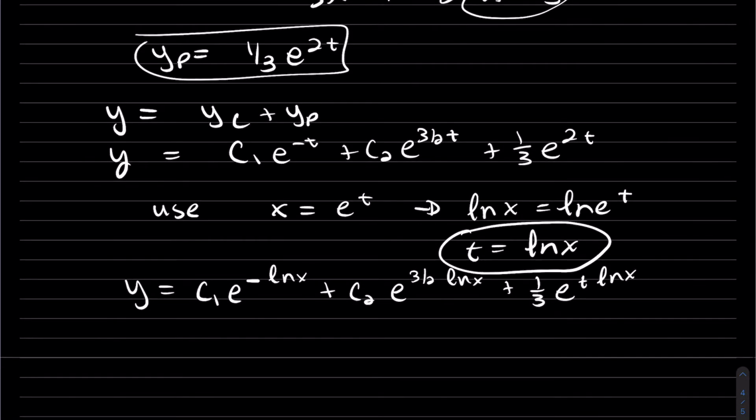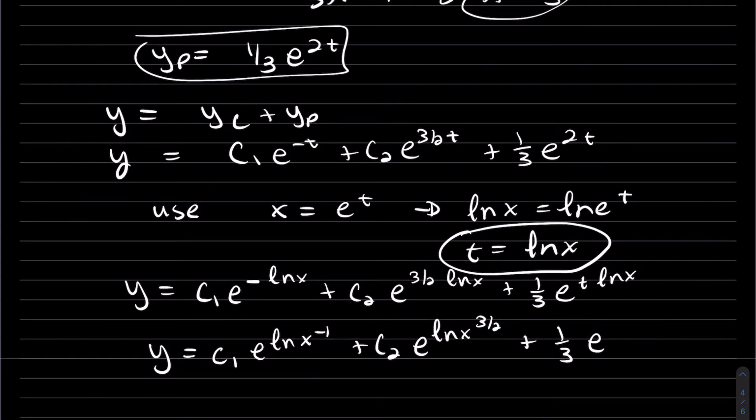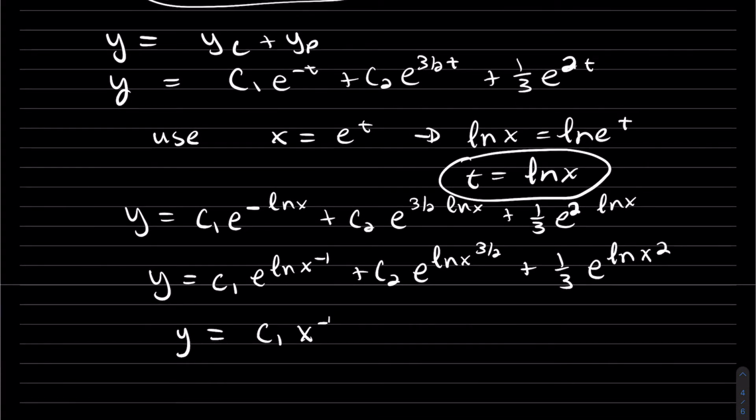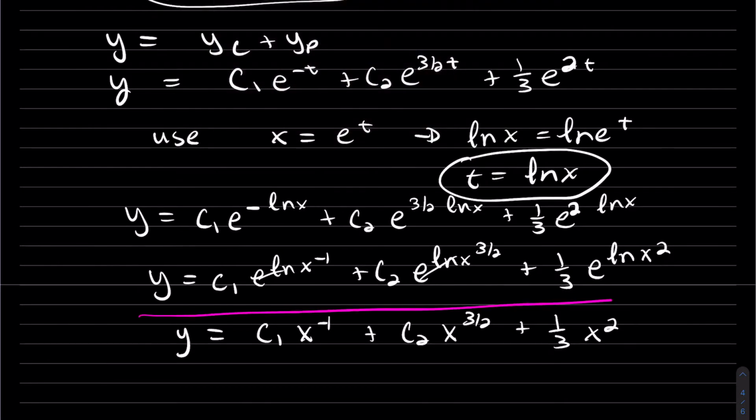You have to do the power rule. There was a 2 here. And then we get, these cancel. And that was the same answer we got before.